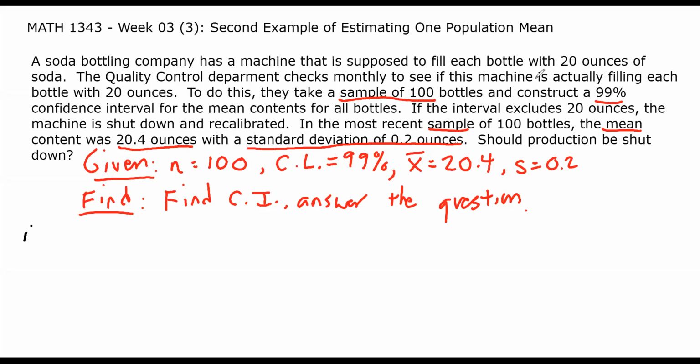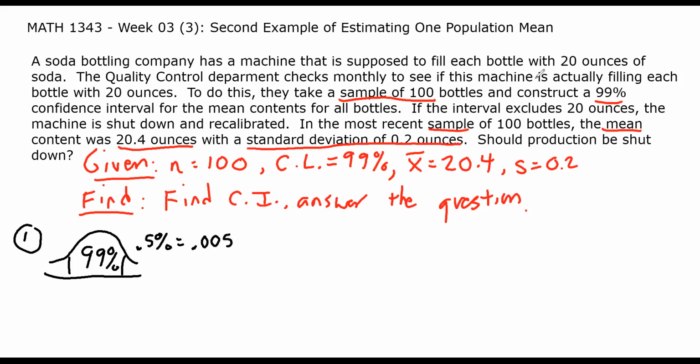Step 1 is to find t. Since we're limited on space down here, I'm not actually going to write find t. I'm just going to do it. So we have a 99% confidence level, which means 99% is in the middle. That means 1% is left over for the two tails, and if we divide that in half, this area is 0.5%. But in order to look it up in the t-chart, we might want to convert this to a decimal by moving the decimal 2 places to the left, giving 0.005.